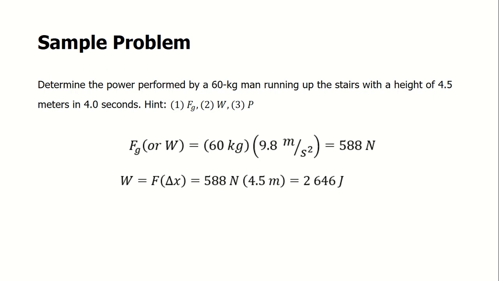How fast did the person do the work? We can compute power: 2,646 joules divided by 4 seconds. Joules divided by seconds is watts. And the division will be 661.5 watts.